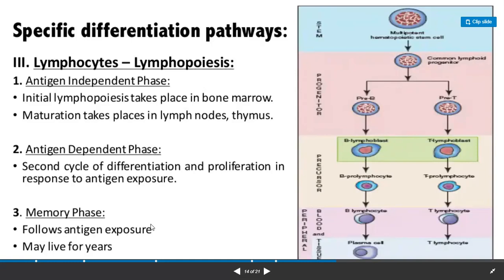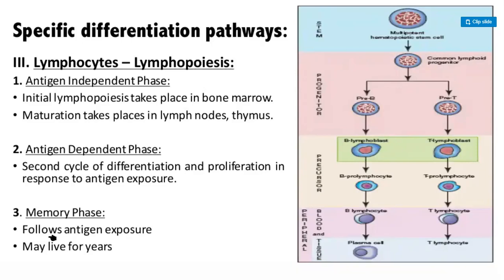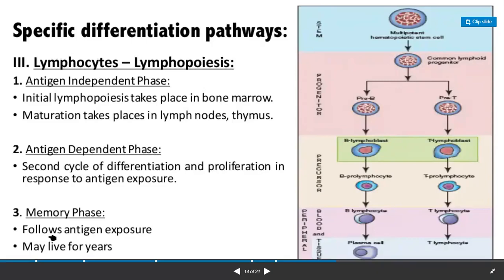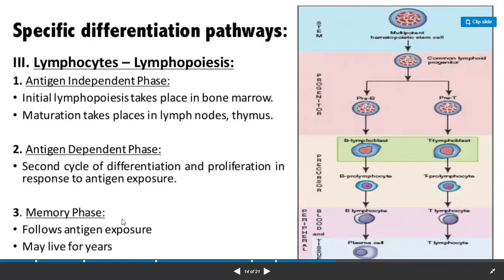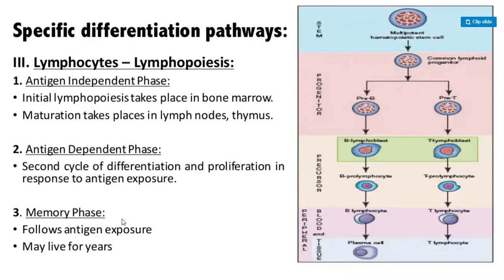And then we'll have the memory phase. So the memory phase follows antigen exposure. When you're exposed to an antigen, there will be differentiation. And when the T cells differentiate, they give rise to what we call memory cells. So they produce some cells to fight, and they produce memory cells. And these memory cells are able to easily recognize that antigen the next time you are exposed to it.